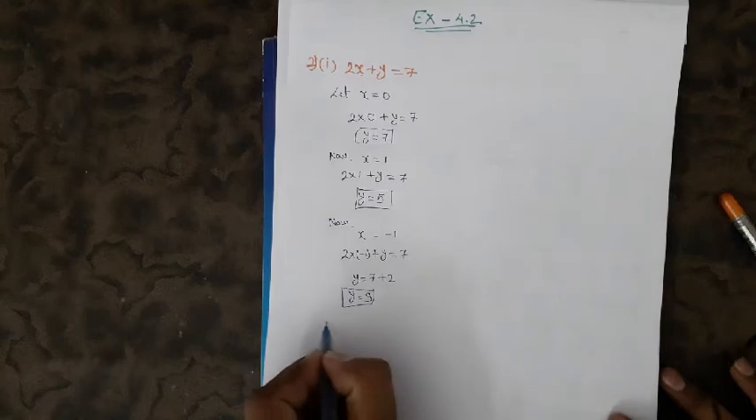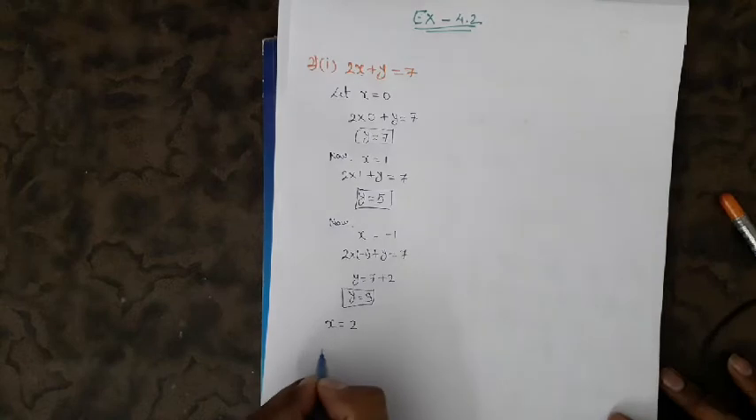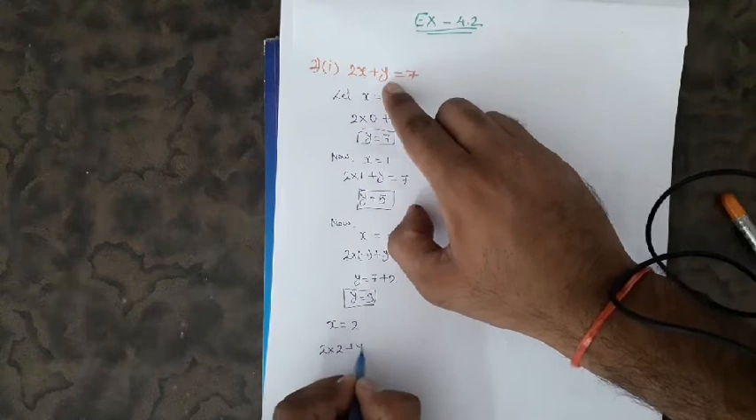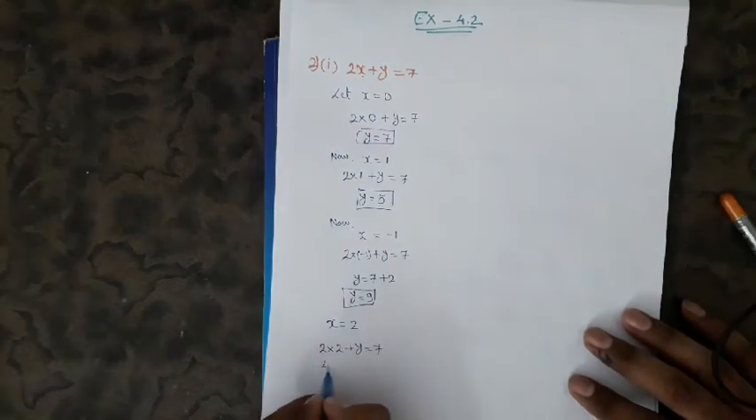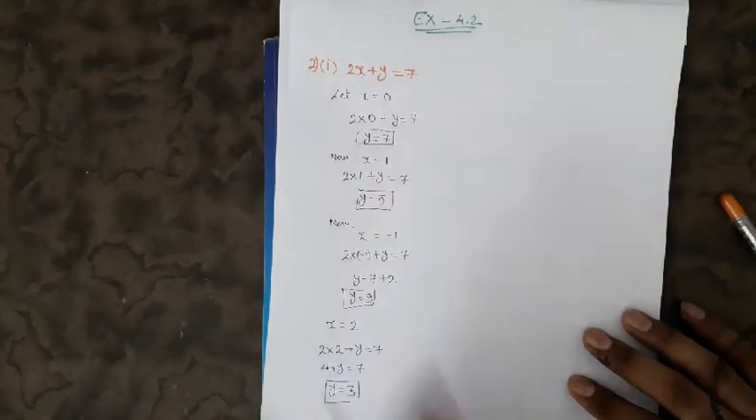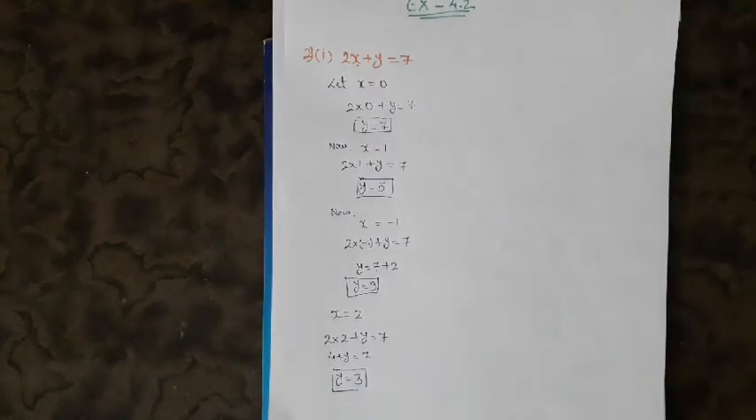For the last value, instead of x I'm taking 2. So 2 into 2 plus y equals 7. 2 into 2 becomes 4, so 4 plus y equals 7. For finding y I need to shift 4, so y would be 7 minus 4, which is 3. So these are the four solutions of the given equation. This method can be used, and whatever values you want you can take instead of any variable. You put one value and then you get the second one.